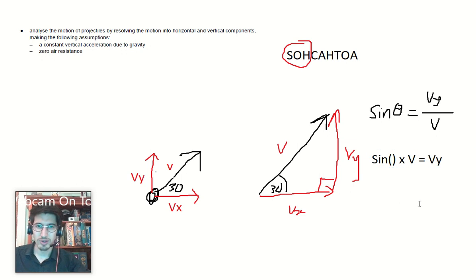Okay, not too hard at all. I can make this look a bit more like a theta by drawing. There we go. That wasn't too hard. All right, so that's how you resolve motion into horizontal and vertical components.